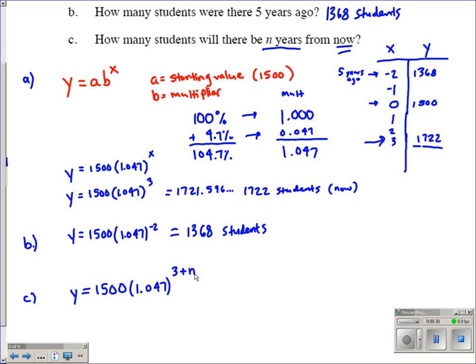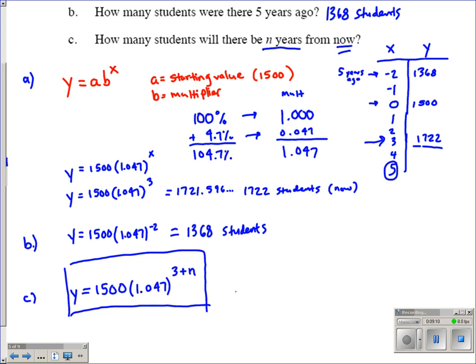If I wanted to know 2 years from now, I would go 4, 5. I would want my exponent there to be a 5 using this equation. So I would take a value of 2 years for n, 3 plus 2 would give me my 5. So this equation here should work if you're using 1,500 as your starting point.